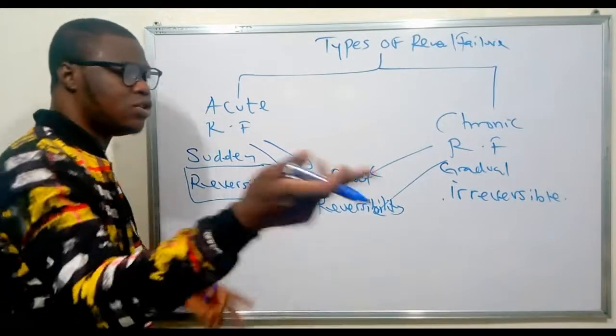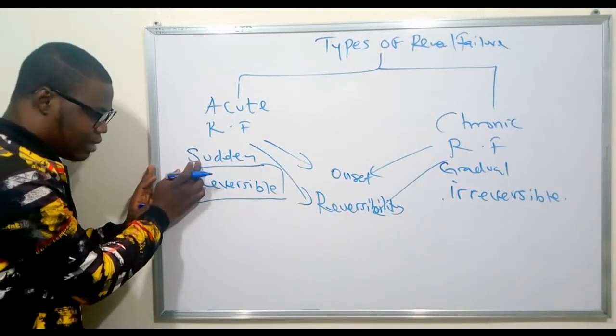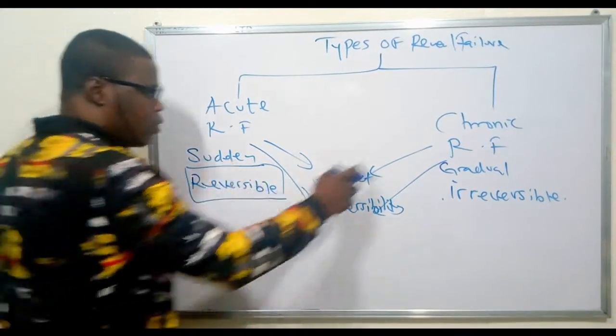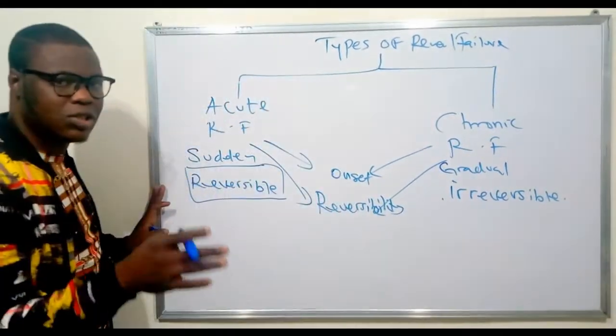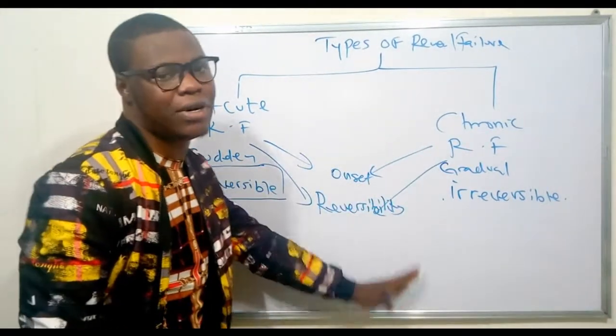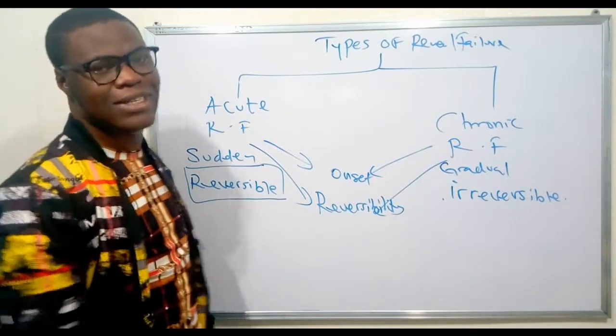Or you can still twist it around by saying this is a sudden and reversible damage to the kidney. Here as well, you can say this is a gradual and irreversible damage to the kidney. So that's how to define your acute renal failure and your chronic renal failure. So let's go to the causes of renal failure itself. So stay tuned.